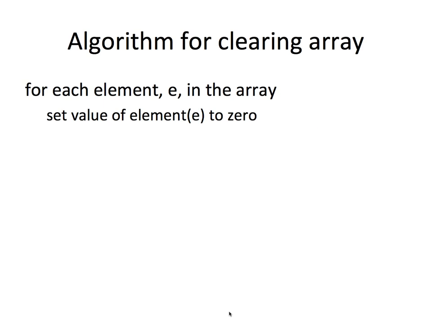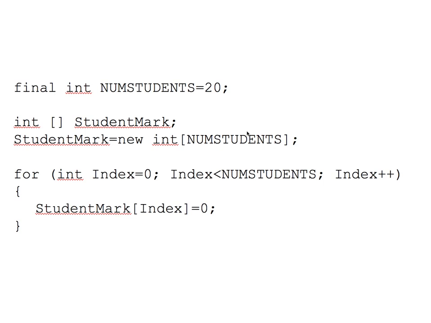So here's the algorithm. We just have a counter, which we call E here, E for element, and we loop over the array using E as the index to clear each element in turn. So we basically say for each element E in the array, set value of element E to 0. And here's some code that implements this basic algorithm. So we're using the student mark array as our example.